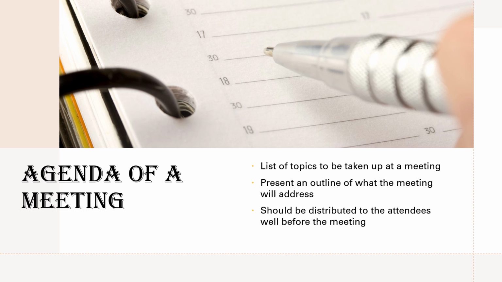Before the schedule of the meeting, you will share the agenda with the people whom you wish to invite. It presents an outline of what the meeting will address. It will have all the points on which you want to have a discussion, and this agenda should be distributed to all the attendees well before the meeting.